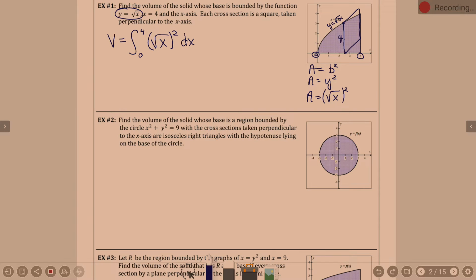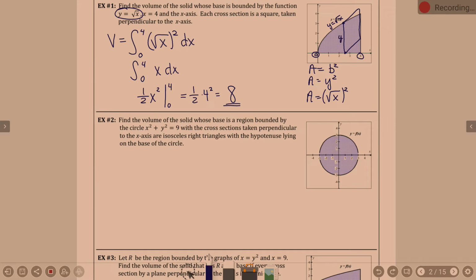And there's your first problem. Do the math, right? So the integral from 0 to 4 of x dx is what it ends up to be. The integral of x is 1/2 x squared evaluated from 0 to 4. Half of 4 squared, which is 8. Okay. There's a basic example to get us started.